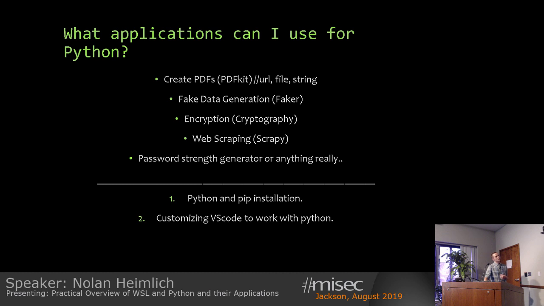So what applications can I use for Python? Like PDFkit, that's pretty useful. You can actually turn any web page into a PDF. So Faker as well, that's pretty cool. You can generate fake data, so fake addresses, fake names, fake profiles, essentially. You can develop fake information for a slew of different applications. I know that's pretty useful in the OSINT community, the open source intelligence community, which likes to use Faker a lot.